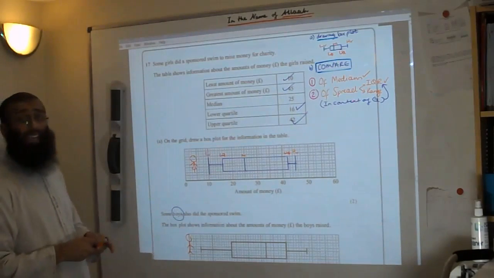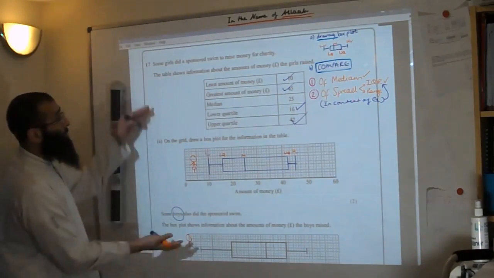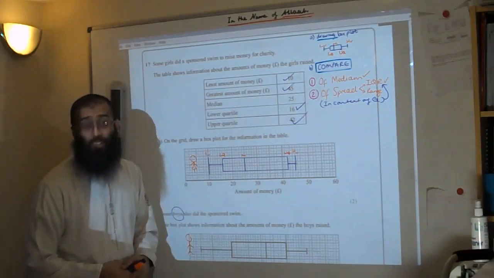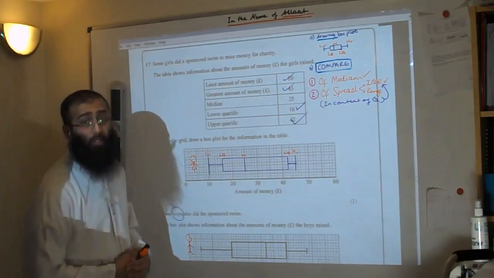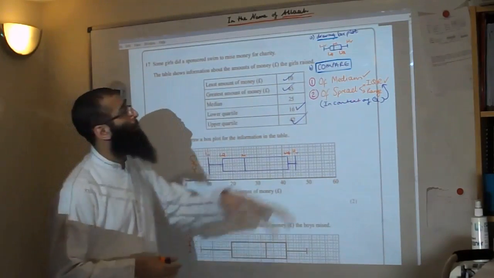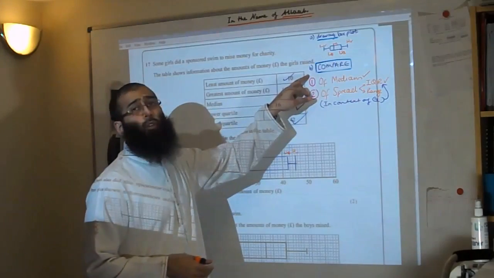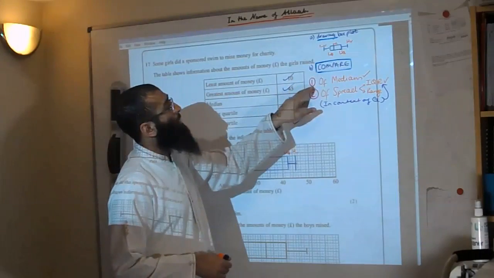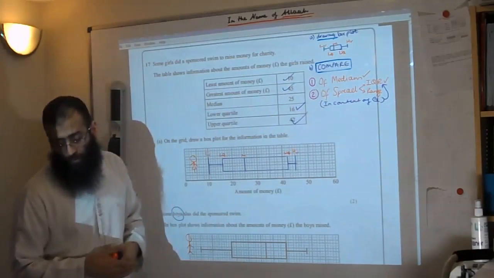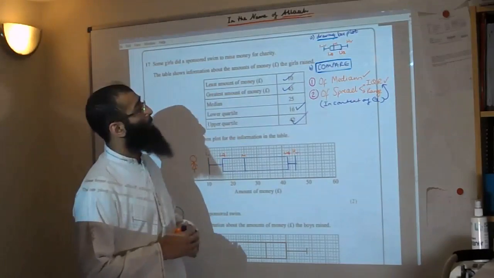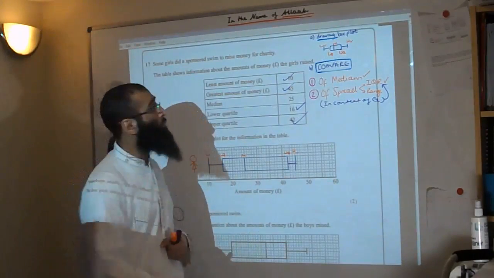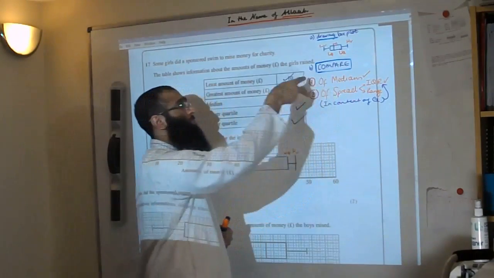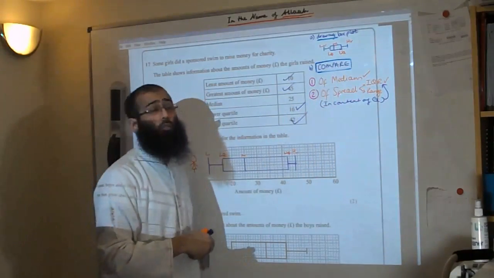Now, question B, which is at the bottom of this screen, is, let's read it out, compare the amount of money the girls raised with the amount of money the boys raised. So the key word here in this question is compare. I'll put a little summary over here. So question B says compare the amount of money raised by the girls and the amount of money raised by the boys. Now in that comparison we need to include a comparison of the median and a comparison of the spread. So those are the two key things that the examiner is looking for.